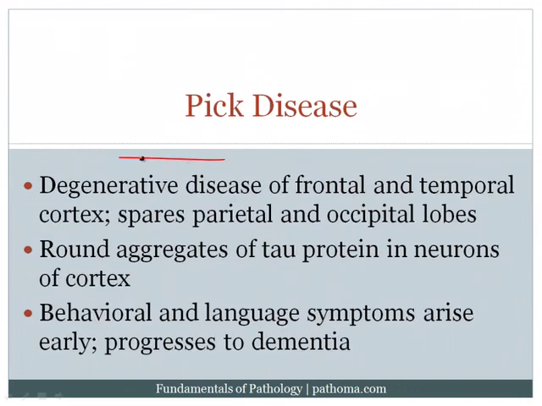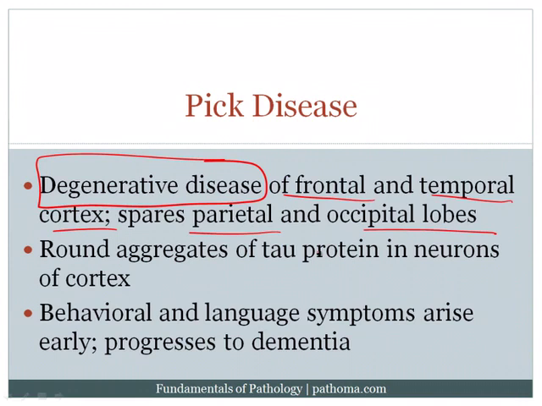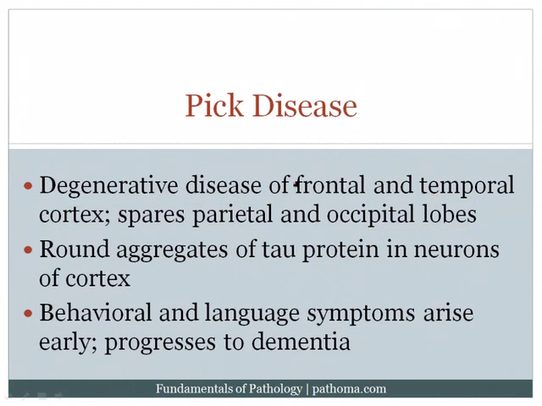Pick's disease is another degenerative disease of the cortex. However, what's important to note is that this predominantly involves the frontal and temporal cortex and spares the parietal and occipital lobes. The way I think about this is that in Pick's disease, it picks the frontal and temporal cortex. Now this is important because remember, in Alzheimer's we had diffuse atrophy of the cortex, and here it's going to be the frontal and temporal cortex.